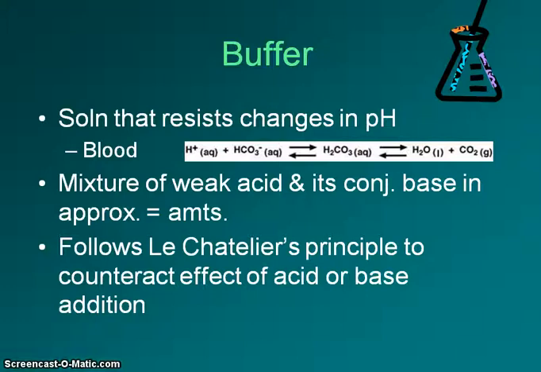It will follow Le Chatelier's principle to counteract the effect of an acid or base being added to that system. So if you get too much acid in your system, it will shift to relieve that stress and get rid of the excess acid. If you get too much base, it'll do the same type of thing but shift the opposite way. It will try to get rid of that extra base and get back to equilibrium.